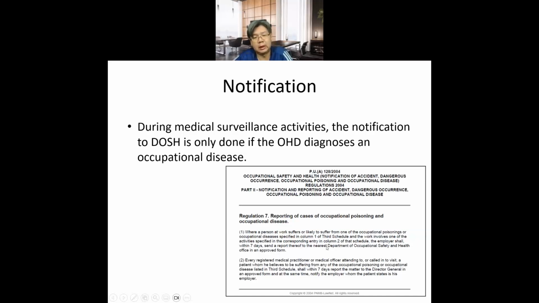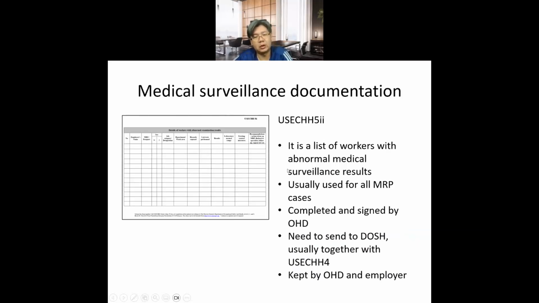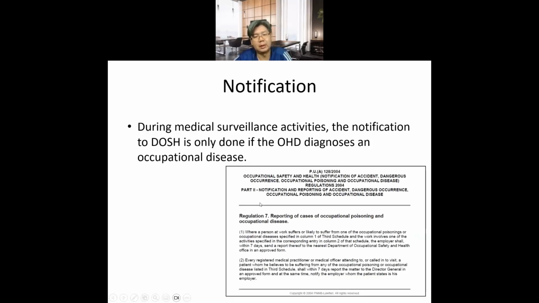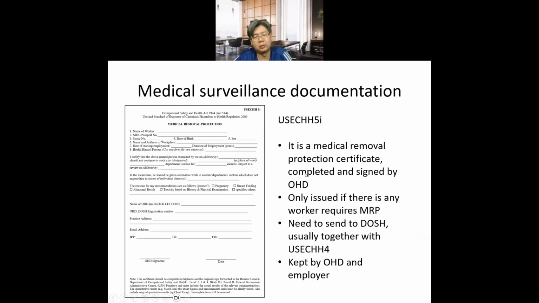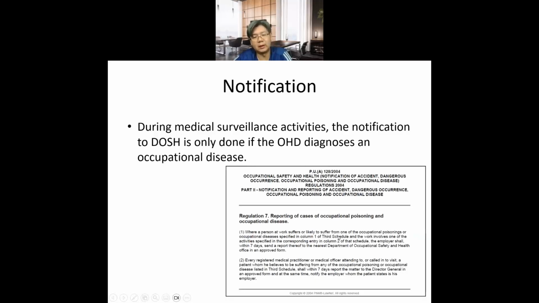So sometimes, don't be surprised, after medical surveillance, the OHD will submit a medical surveillance report like this, RP 5152, to DOSH. At the same time, you also receive a notification of occupational disease. This is not always; it's only when the OHD detected a certain condition is actually occupational disease. Then only we notify. Otherwise, we don't notify this. All of this is required by law for the OHD to report to DOSH.